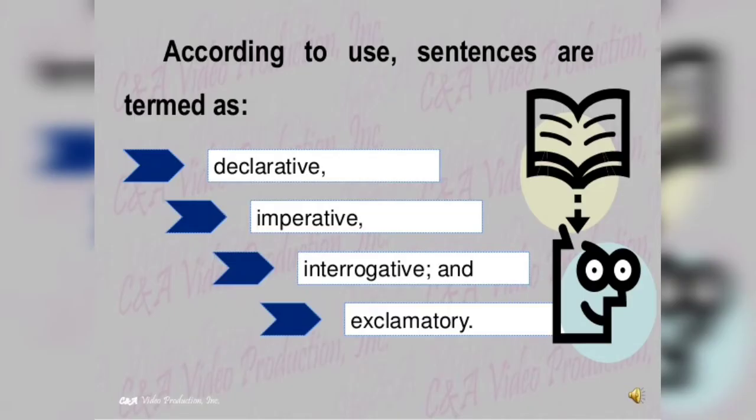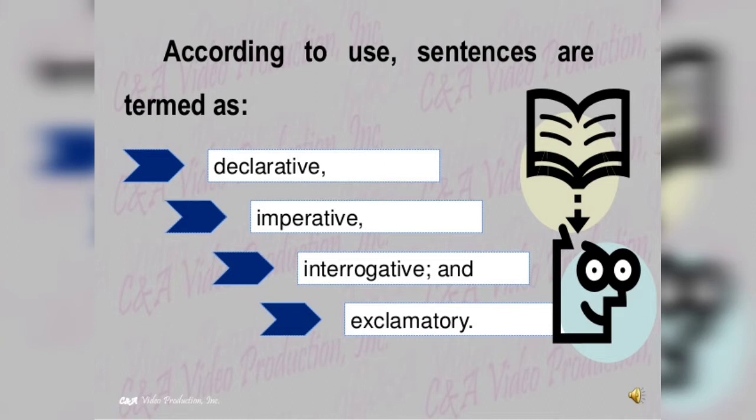Let us see. According to use, sentences are divided into declarative sentences, imperative sentences, interrogative sentences, and exclamatory sentences. So there are four types that we have already come to know and which we have learned in our previous standard. But here we are going to understand them in a proper manner with proper examples. So what are declarative, imperative, interrogative, and exclamatory sentences?